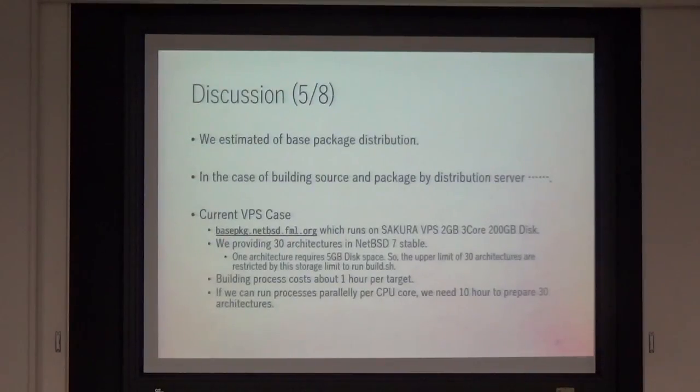We need to run a set of build shell and basepkg shell for all target architectures, since basepkg requires compiled objects. The package building process costs about 1 hour per target. If we can run processes in parallel per CPU core, we need 10 hours to prepare 30 architectures.